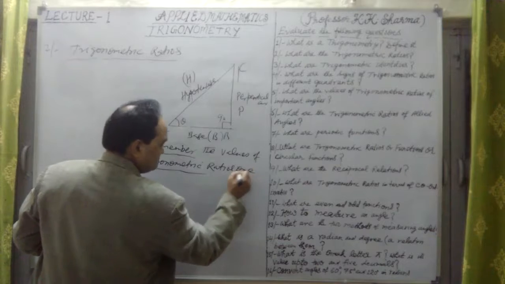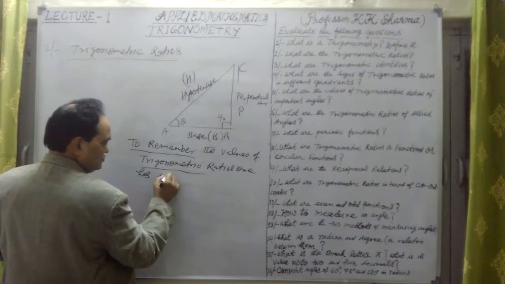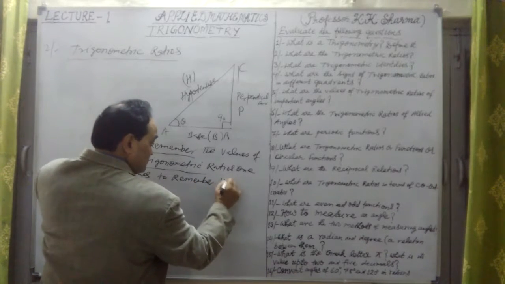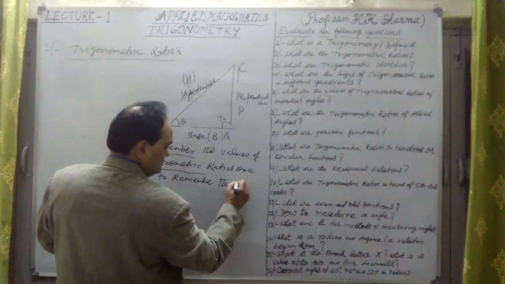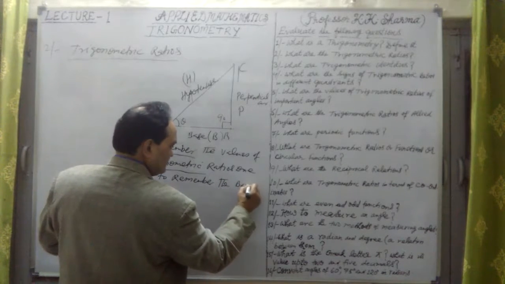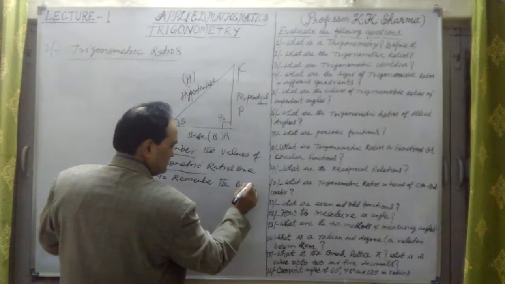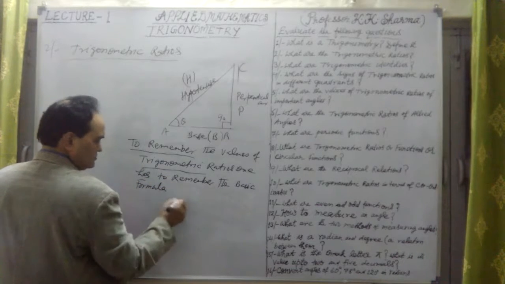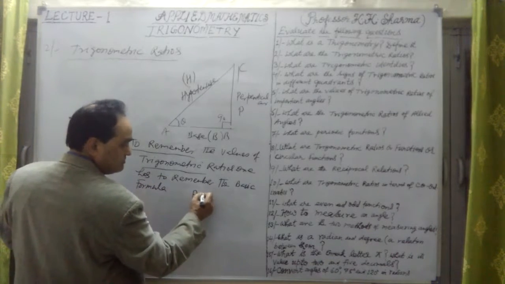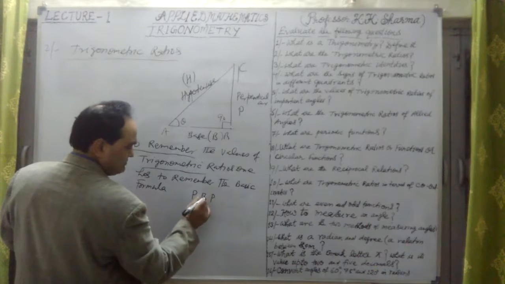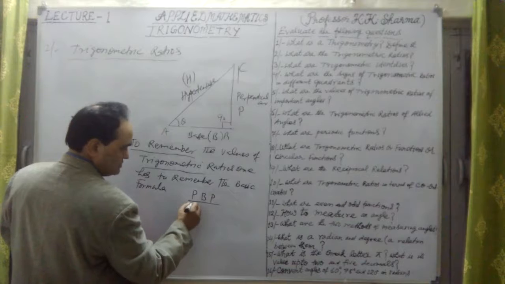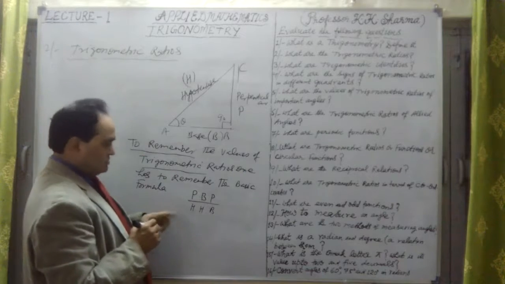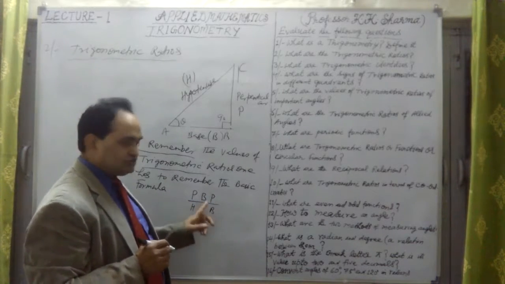one has to remember the basic formula, which is known as P divided by H, B by H, P by B. These three: P upon H, B upon H, P upon B.